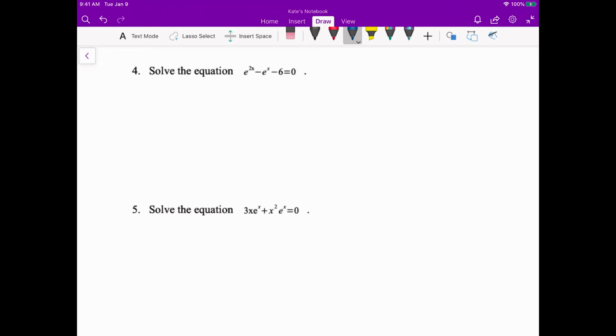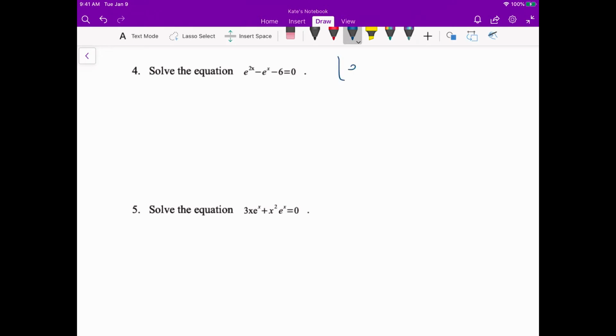Looking at number 4, it looks a bit more complicated. I have e to the 2x minus e to the x minus 6 equals 0. Again, I'm dealing with an exponential equation because my variable is an exponent, but it almost looks like a trinomial that has to be factored. And it kind of is. So what we're going to do is substitution.